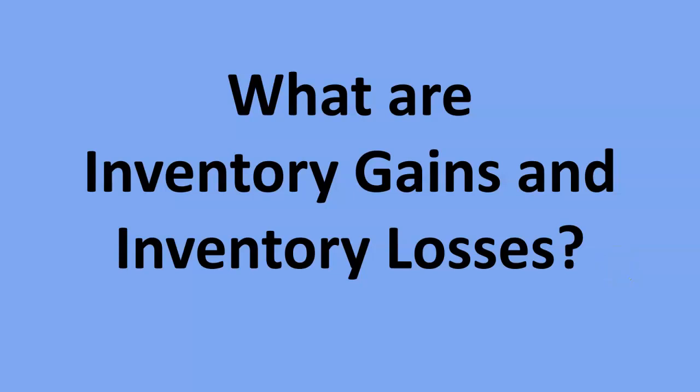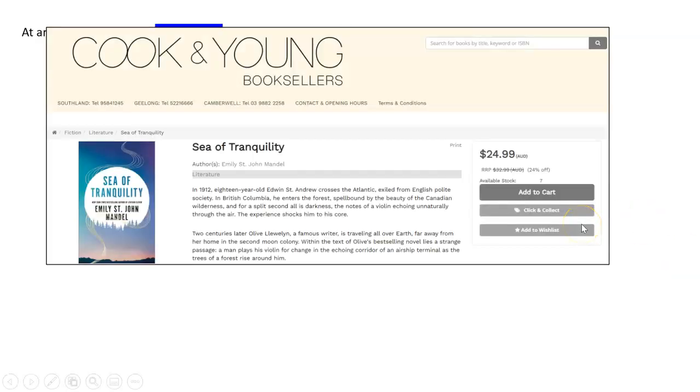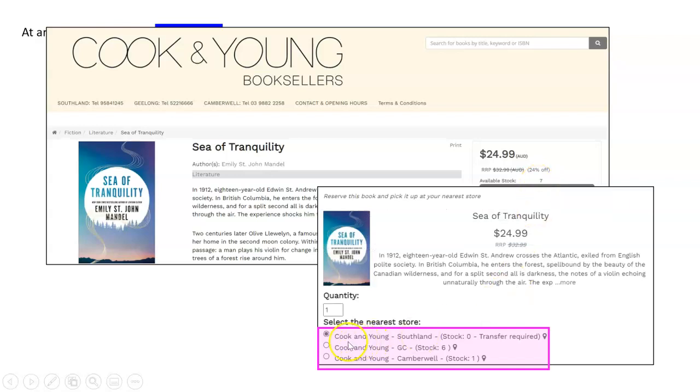The last type of transactions for inventory in this chapter are inventory gains and inventory losses. At any time of any day, a trading firm needs to know exactly how many units of inventory it has. We looked at this example earlier, a bookshop. It's a new book called Sea Tranquility. It says there's 7 units, and if you click on there, you can look up in real time. It says there's 9 at the Southland store, 6 at Geelong, and 1 in Camberwell.